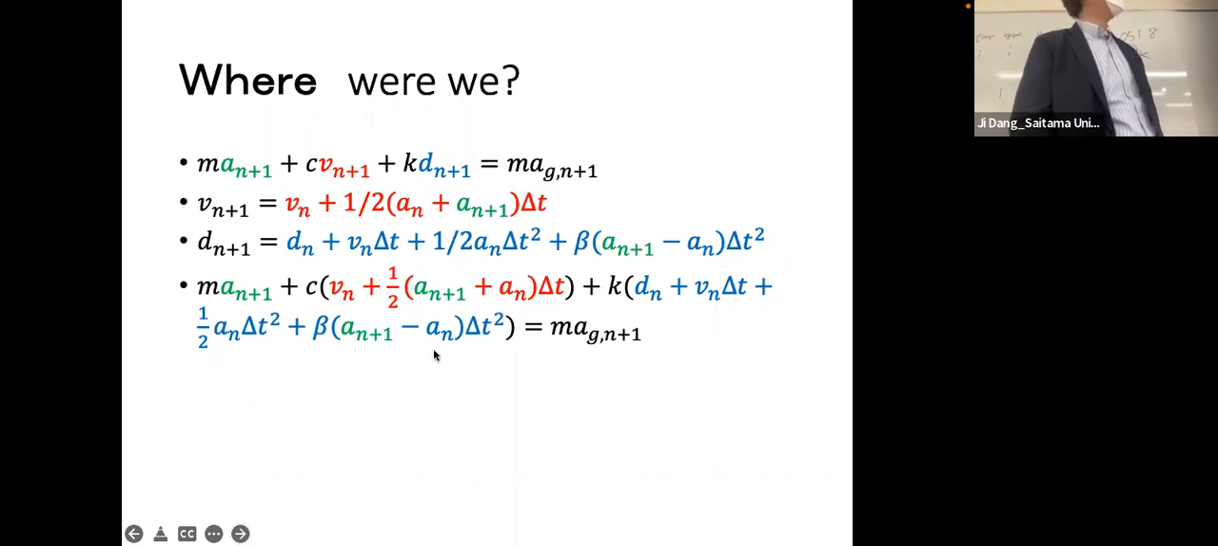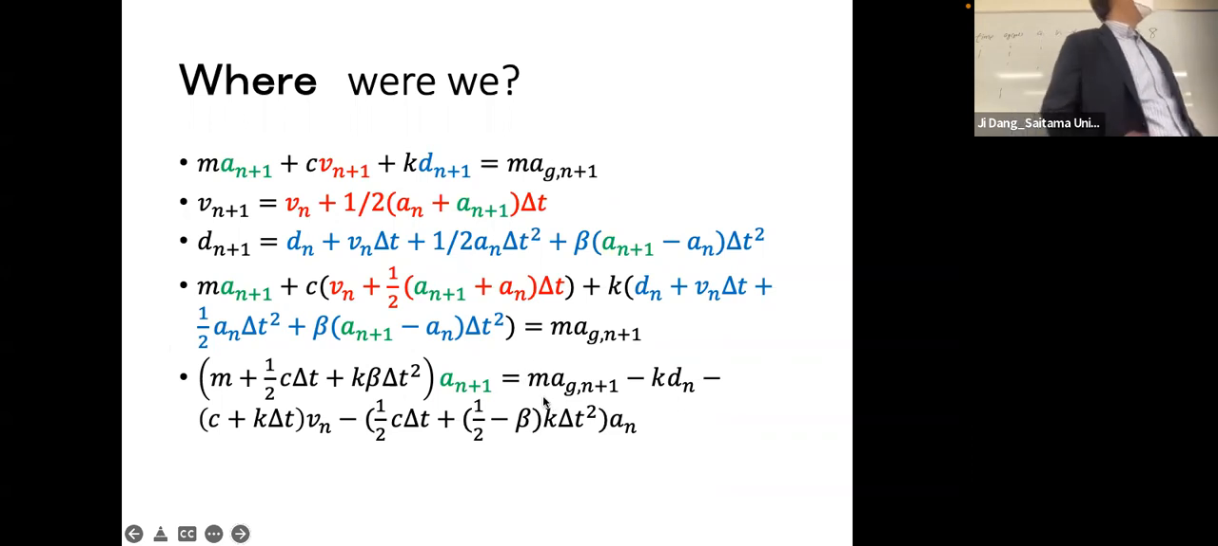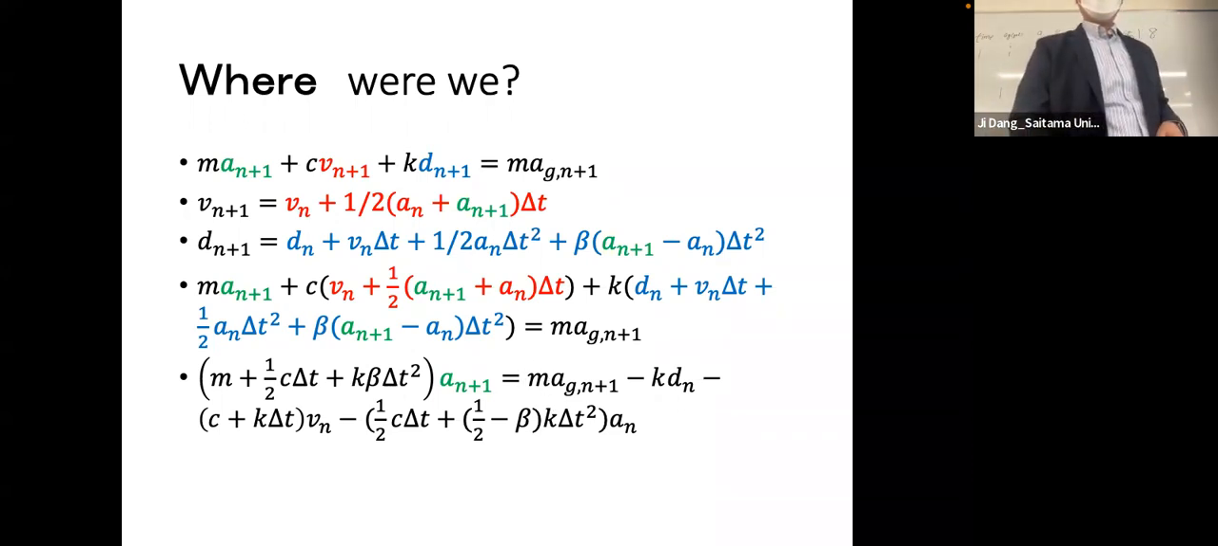Okay. So this one is not changing. Then we can get some result. We summarize everything about the n+1 term, the green one: M, then 1 divided by 2 beta, and C here, and beta, and K, and delta t squared here. Summarize everything about n+1, and then we throw everything back to the other side of the equation.